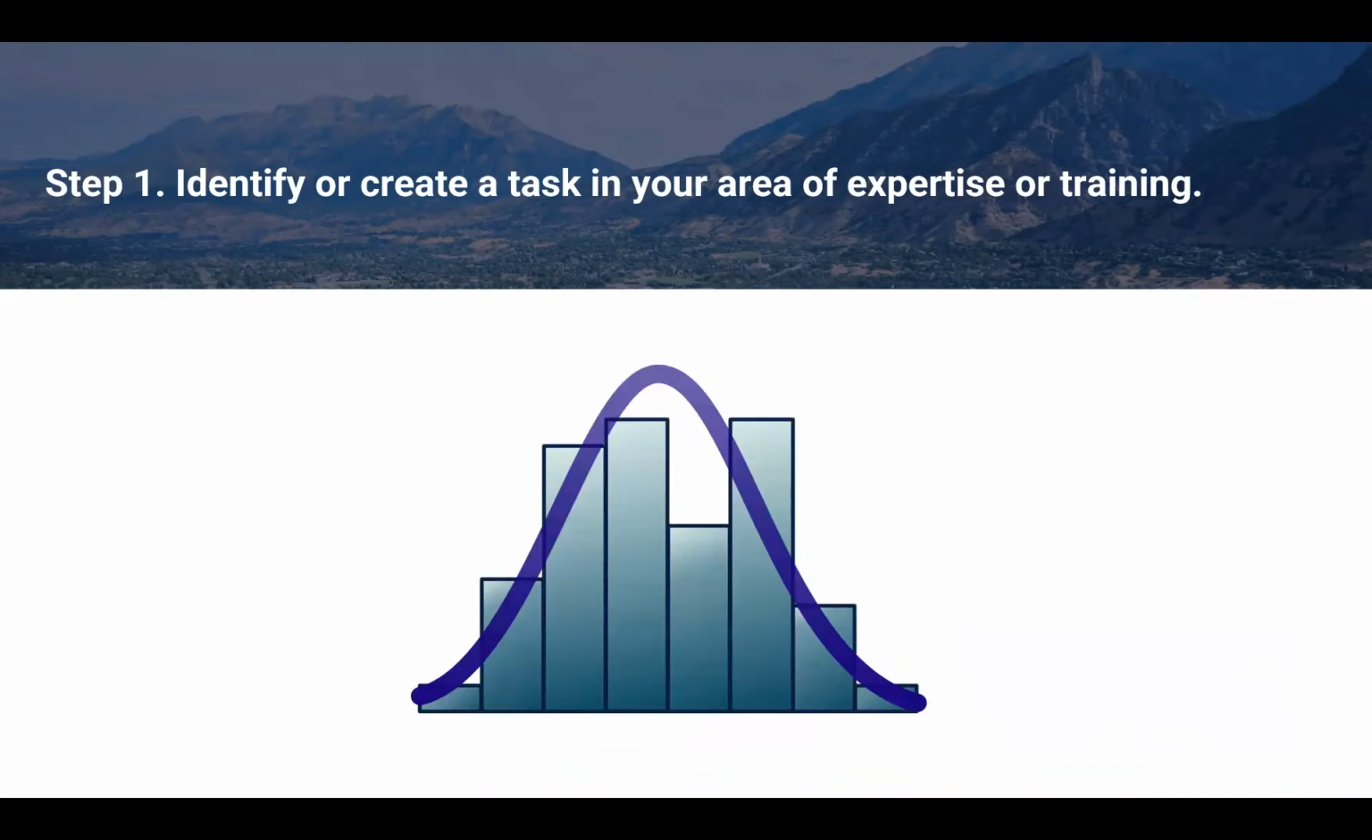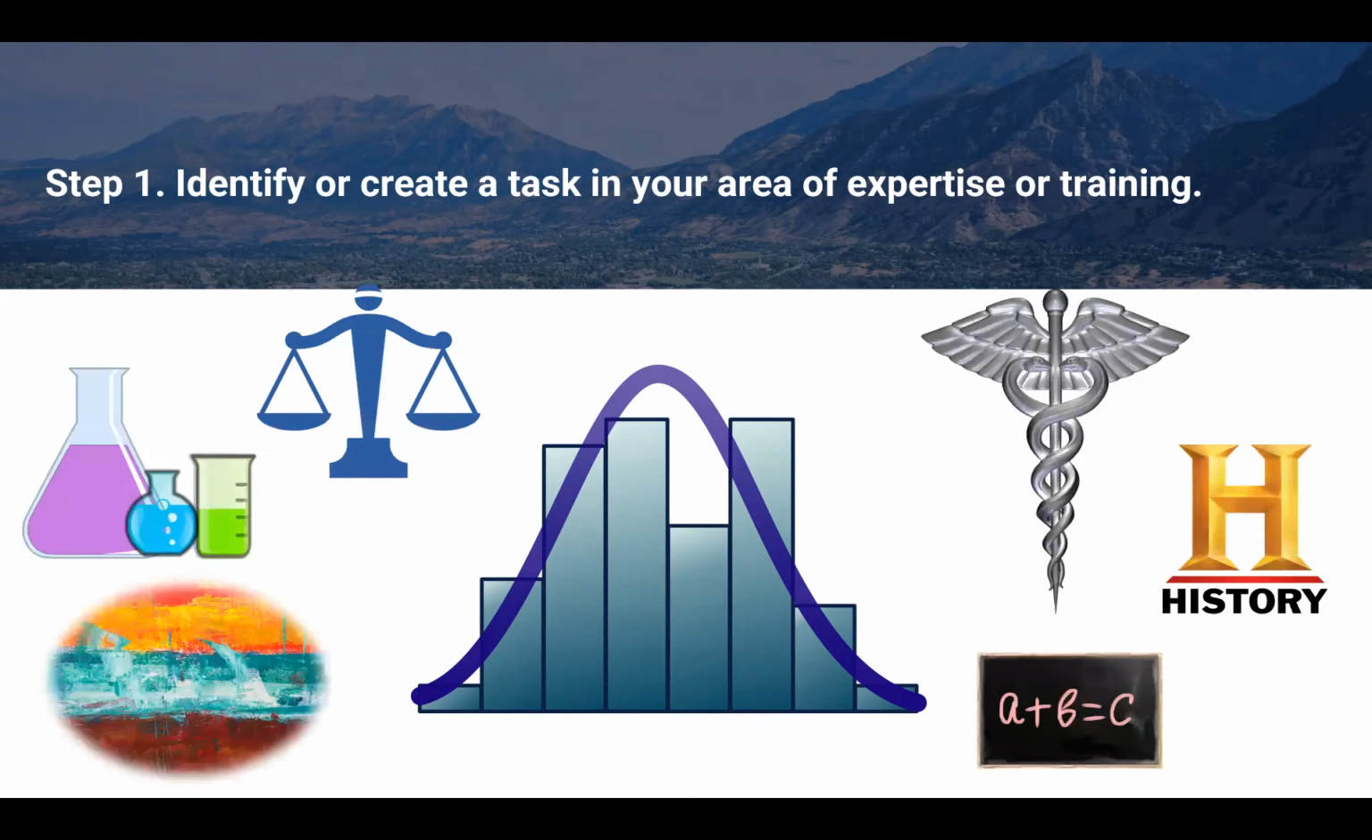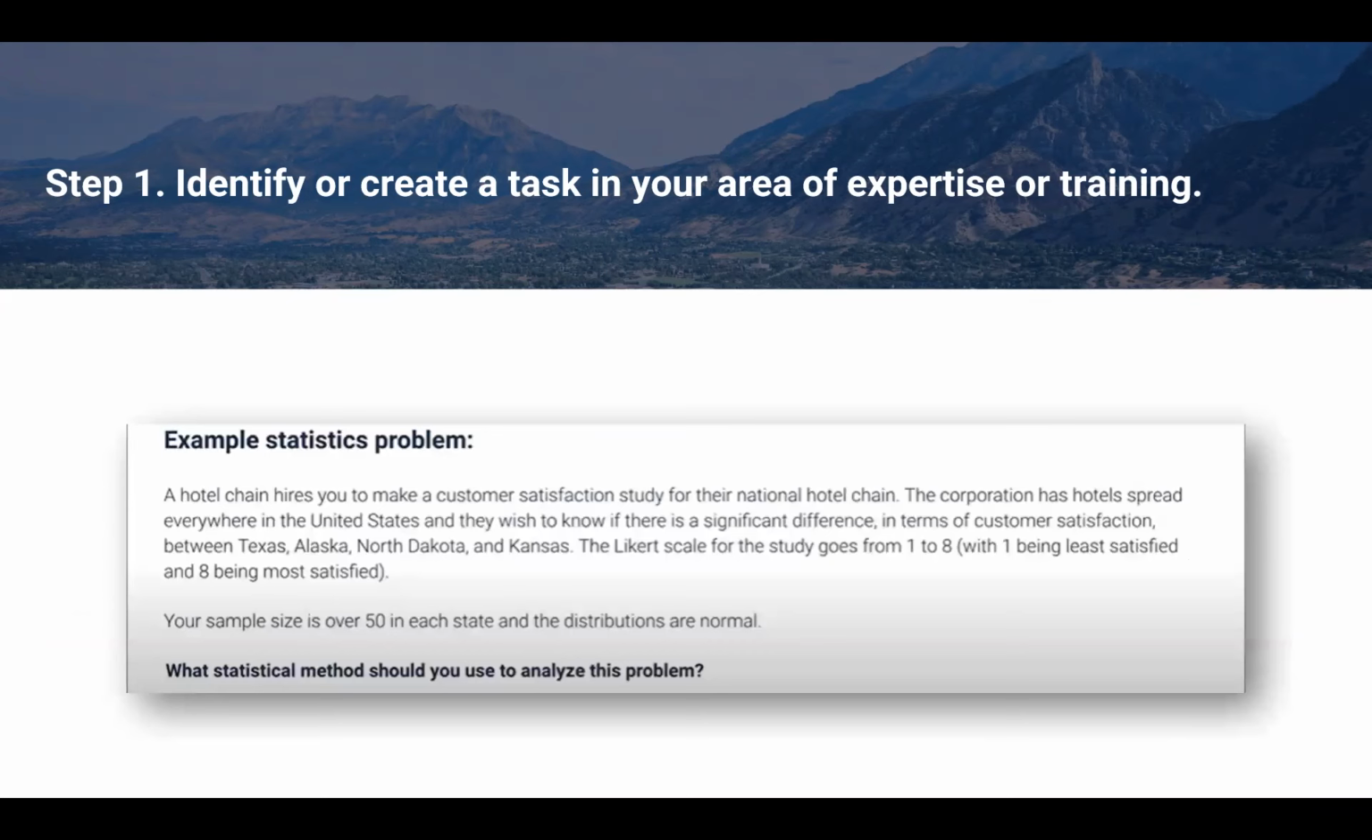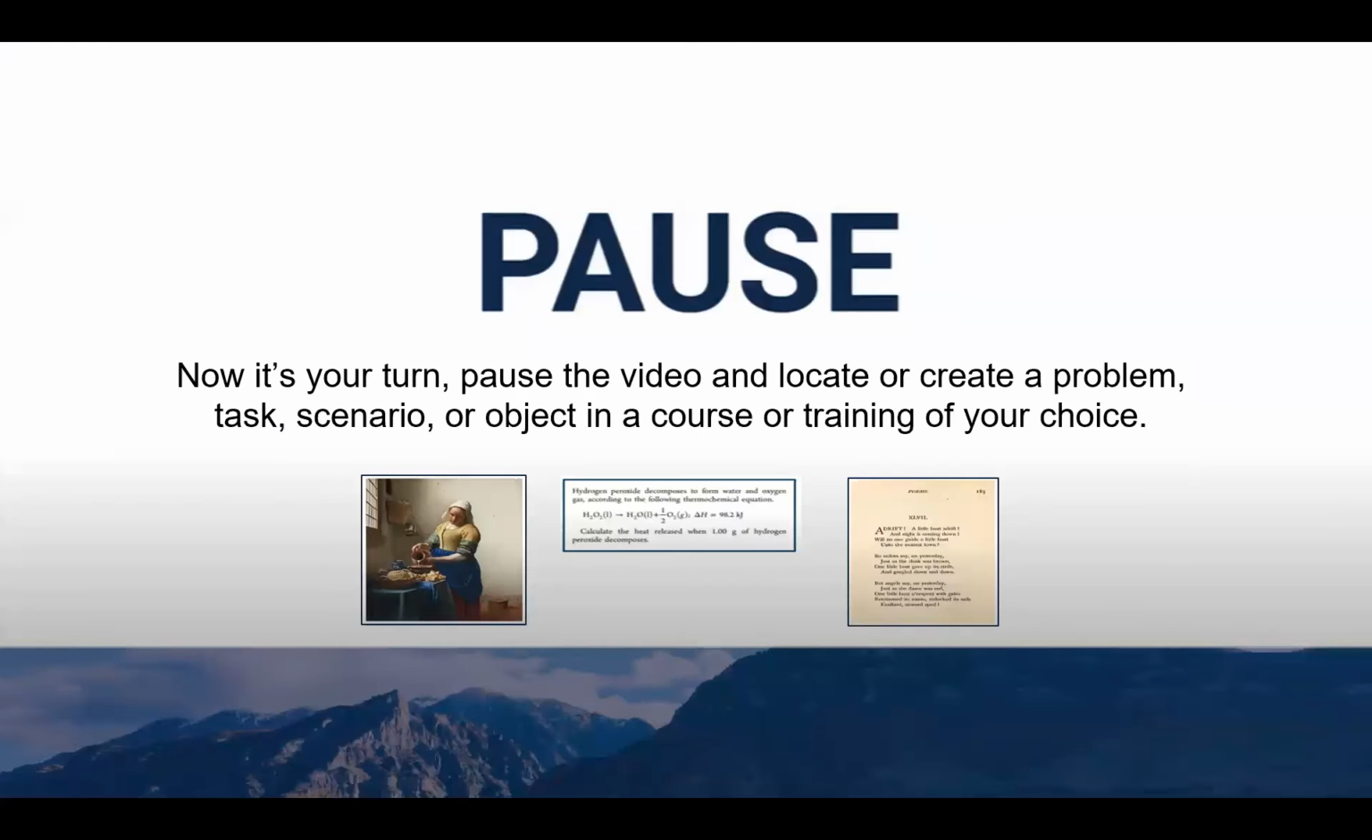action. We will use a basic statistics course as an example throughout this video. But note, decision models can be created for any discipline. Here is an example of a statistics word problem. Now it's your turn. Pause the video and locate or create a problem, task, scenario, or object in a course or training of your choice.